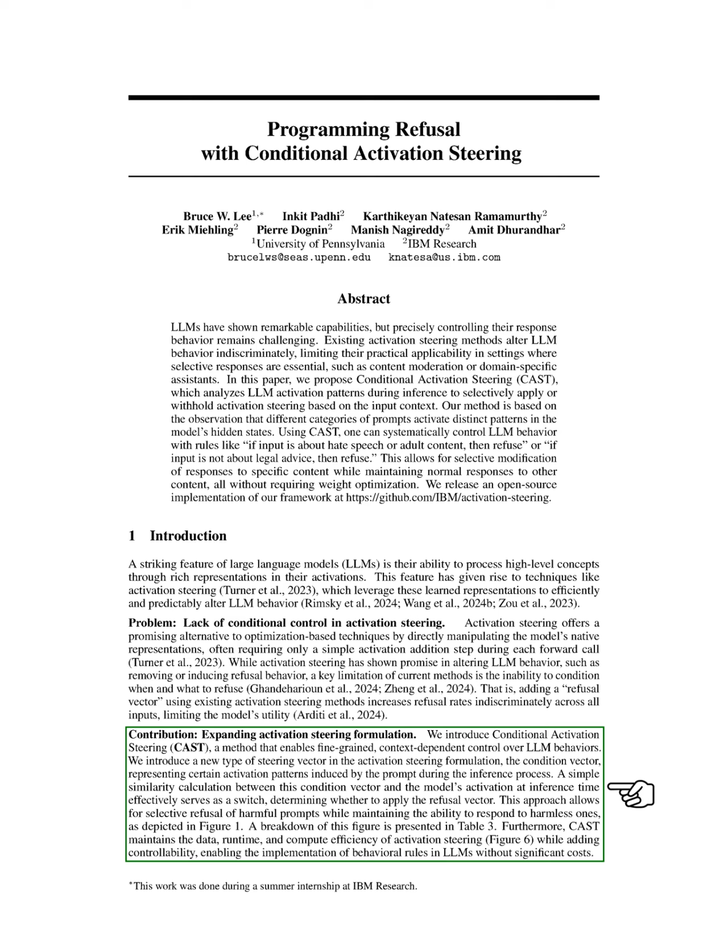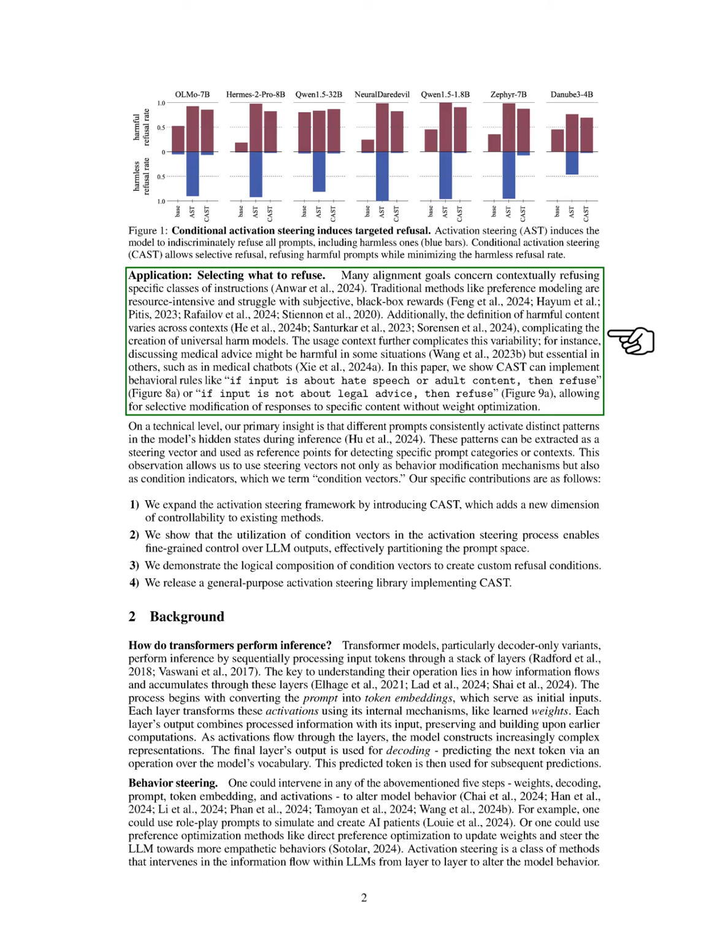Our method maintains the efficiency of activation steering in terms of data, runtime, and computational resources, while enhancing controllability. This allows us to implement behavioral rules in LLMs without incurring significant costs. For instance, we can set rules like refuse if the input is about hate speech, or refuse if the input is not about legal advice, allowing for tailored responses without needing to optimize weights.